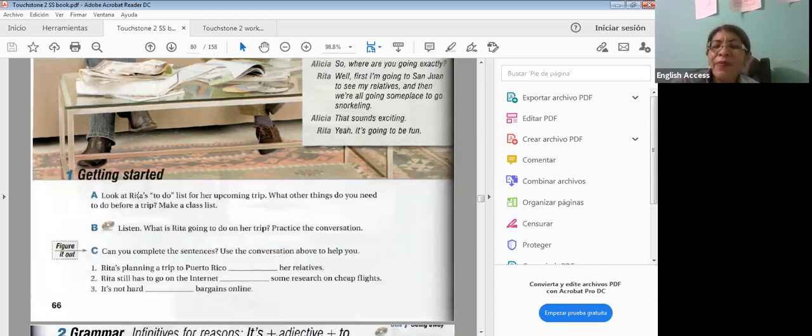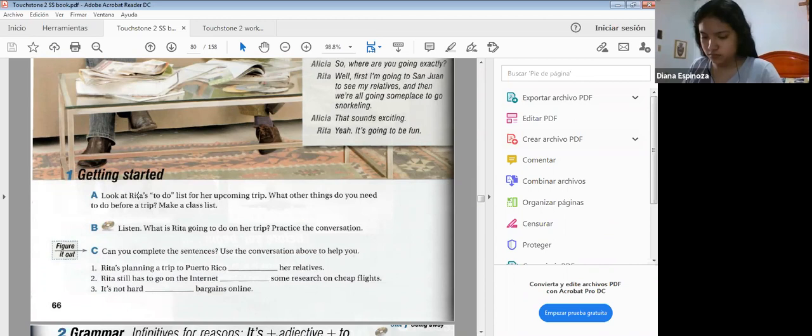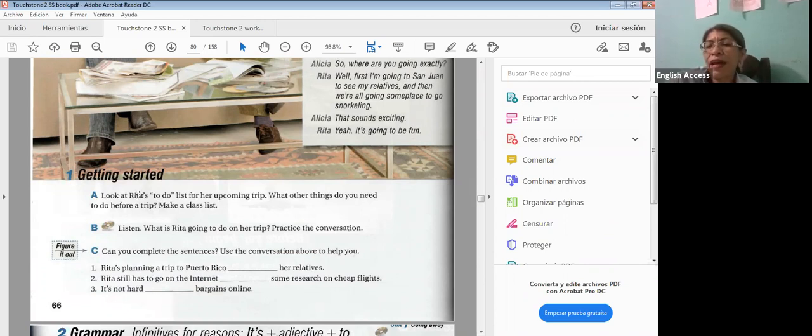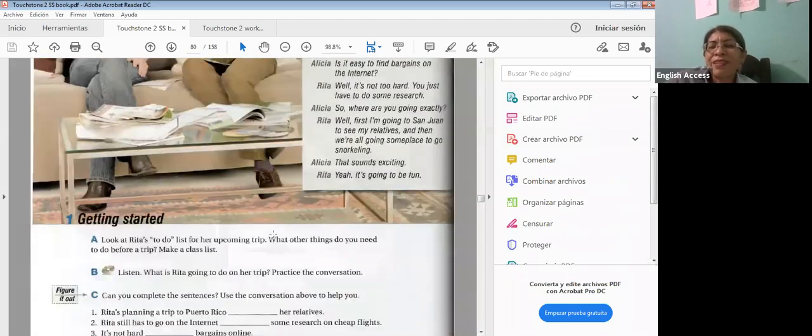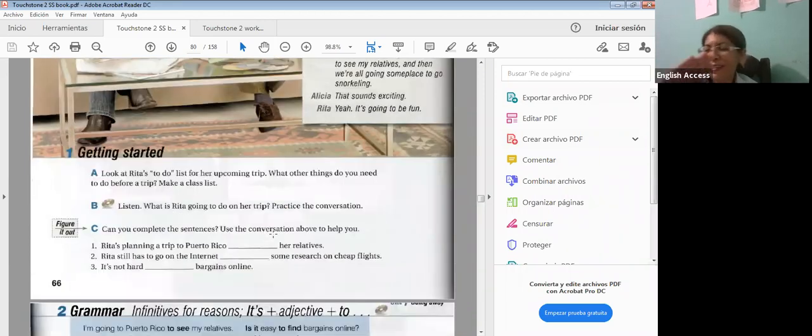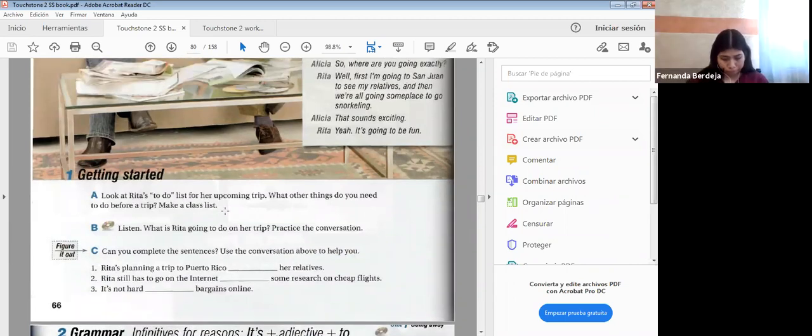In exercise C, we have a part that says figure it out, okay? What you're going to do now, pay attention. It says, can you complete the sentences? Use the conversation above to help you. You are going to complete these sentences according to the information that you have in the conversation, okay? So try to do this part, please. Then we're going to check together. So let's do letter C. You can read again the conversation and try to complete the sentences.